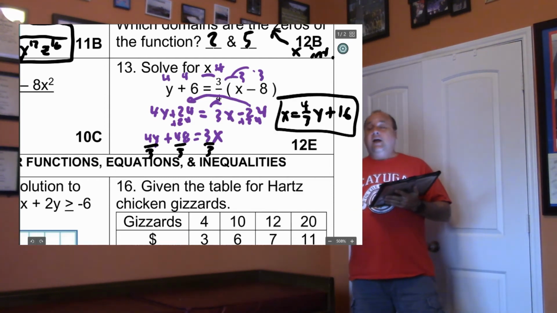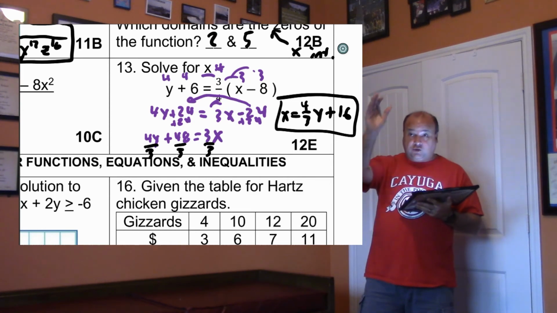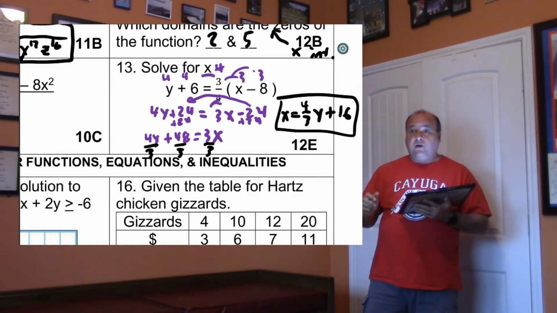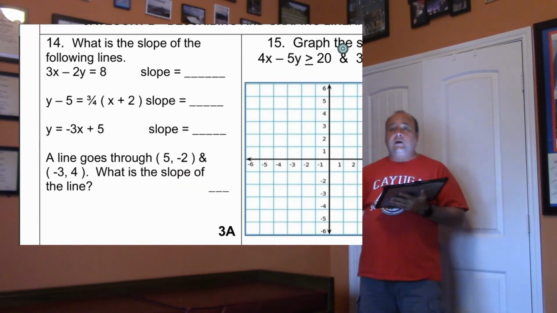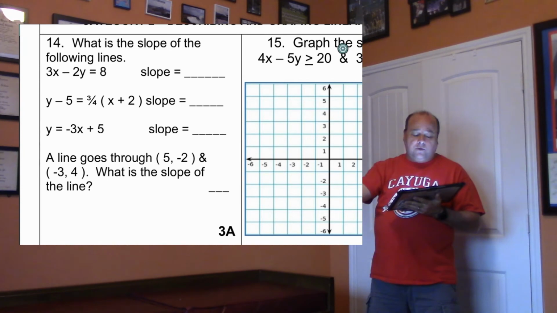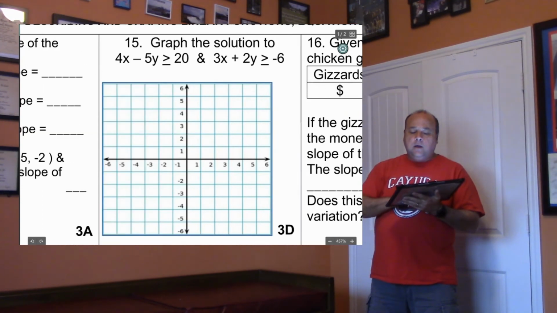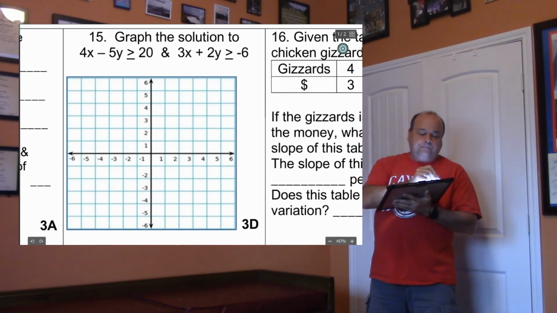If you can solve for x, you can solve for y. Later in Algebra 2, this will be the inverse of a function. So you're getting used to seeing this, okay? And let's go down to here. I'm not going to do 14 for you. You should be able to get all those slopes, okay? Number 15, I'll help you out.